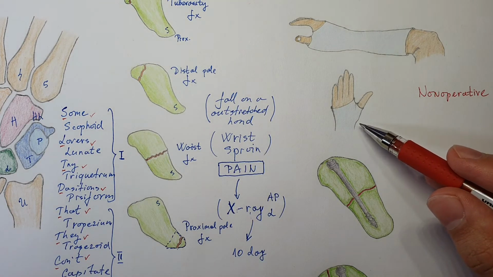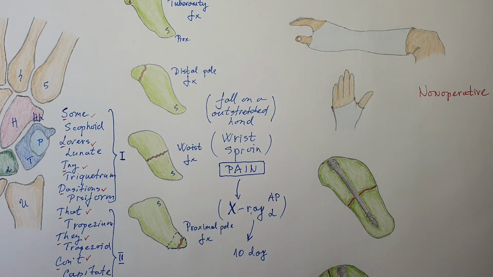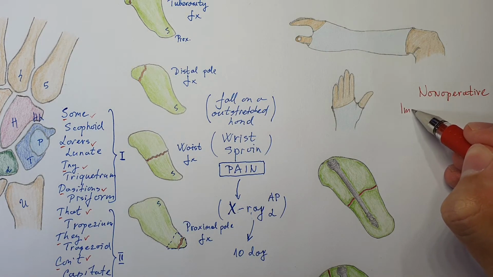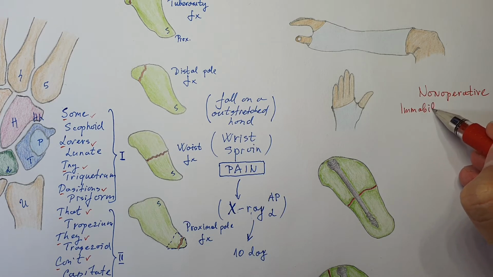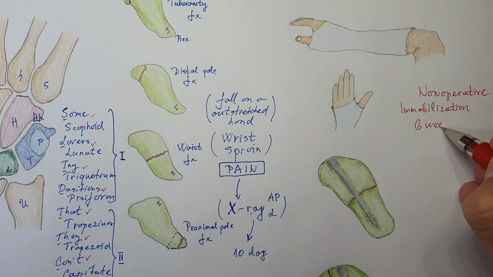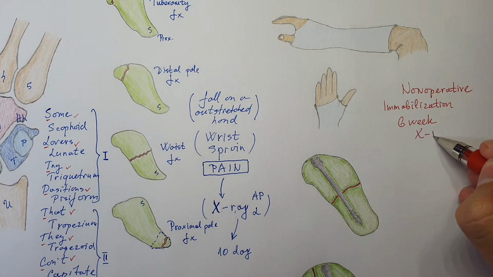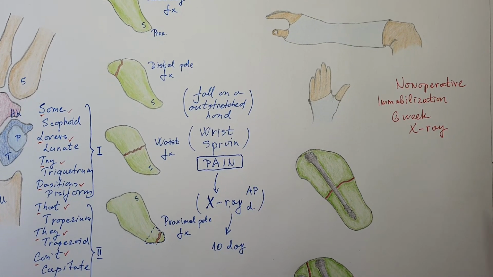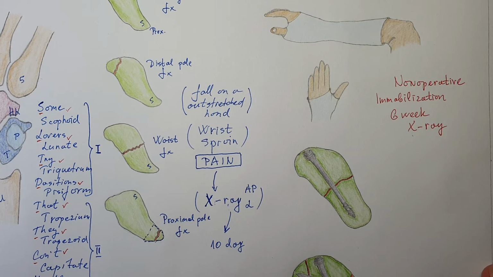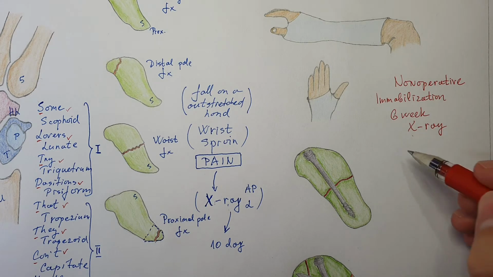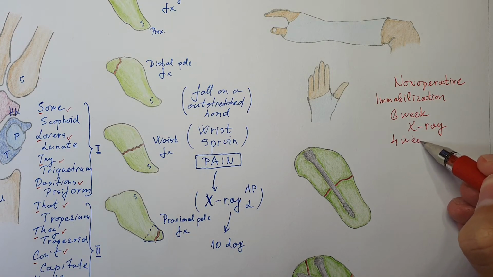Once you put this cast on, you already treated the patient. So now the patient needs to wear this immobilization for 6 weeks. After the 6 weeks, you will do a control X-ray to see if there is union. If there is no union, you can do more weeks of immobilization. So, for example, you can do 4 more extra weeks.